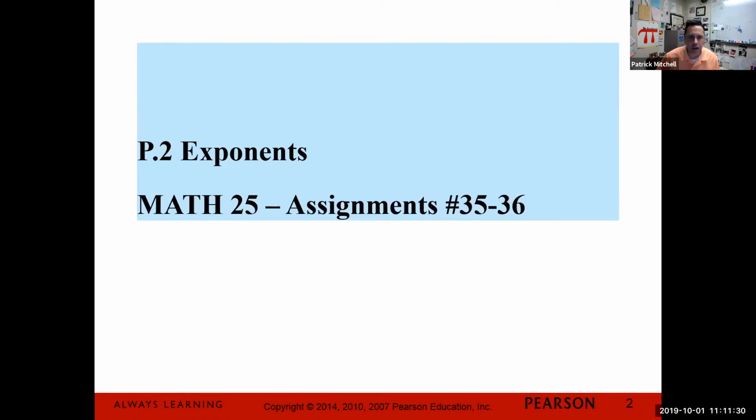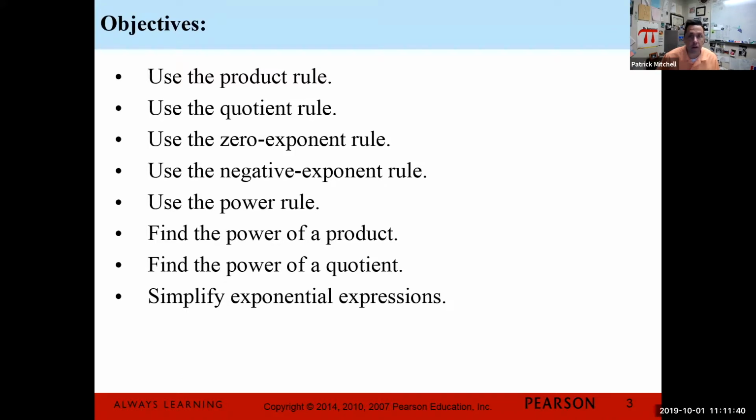So in this section, we're reviewing rules for dealing with exponents. Hopefully you'll find that just about everything we go over in here is familiar to you. We have the product rule, the quotient rule, rule for dealing with zero exponents, for dealing with negative exponents, and then several rules for dealing with powers of expressions, powers of other powers, and then powers of products and quotients. And at the very end, we'll throw some of these rules together.